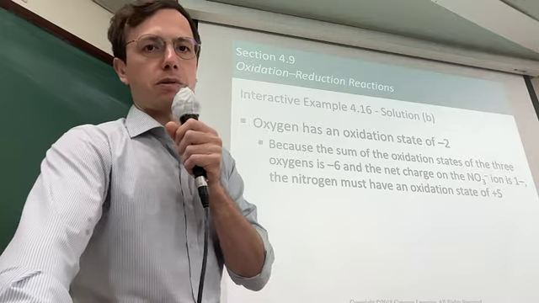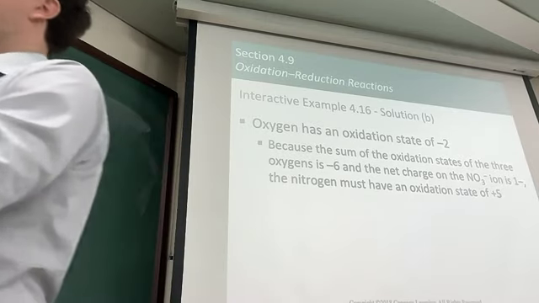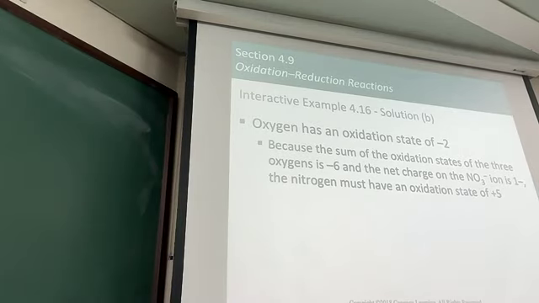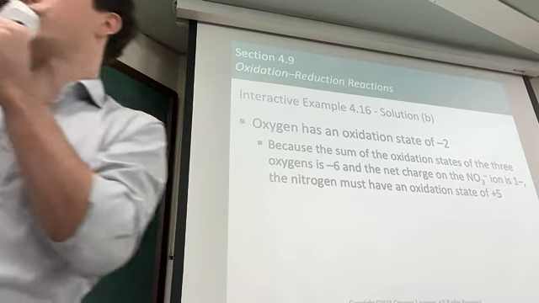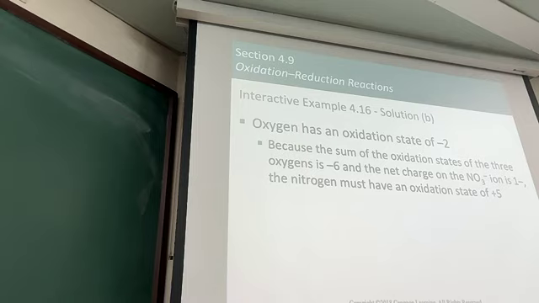And the second example was NO3 minus. Again, oxygen is -2. To get the nitrogen oxidation state, we have to make sure that the final charge is -1. So the sum of all the oxidation numbers has to be -1, which means that nitrogen has to be +5, right? 5 minus 6 is -1.